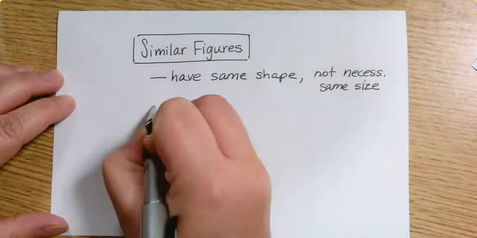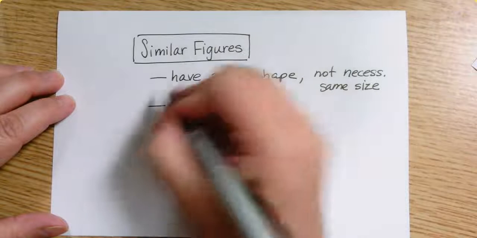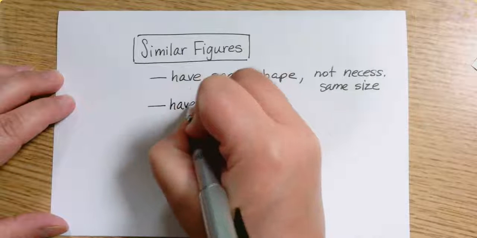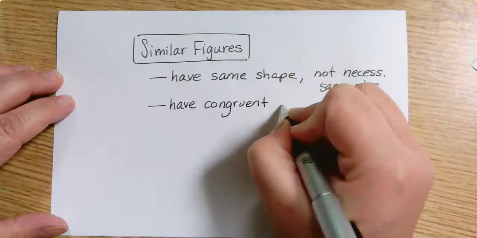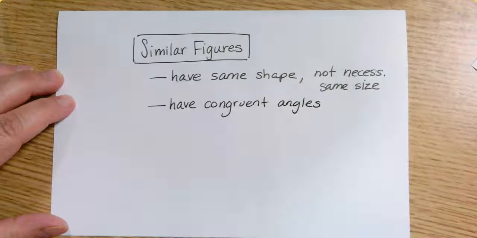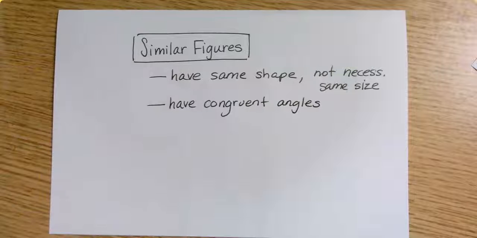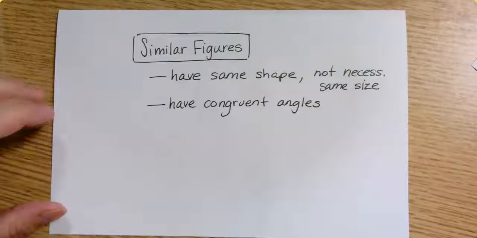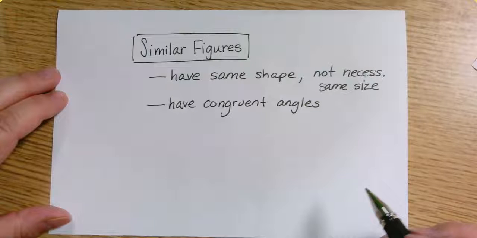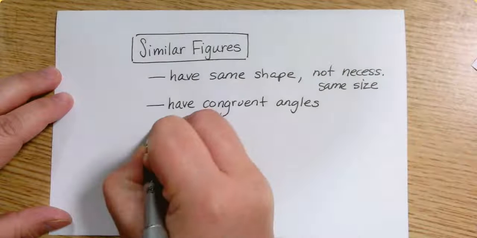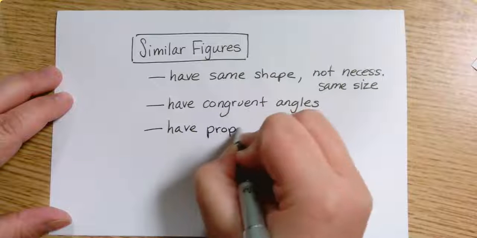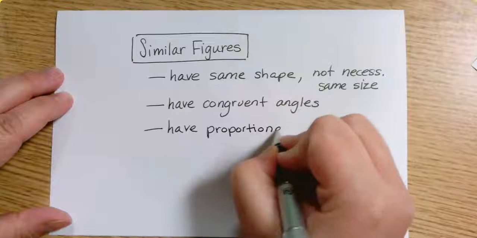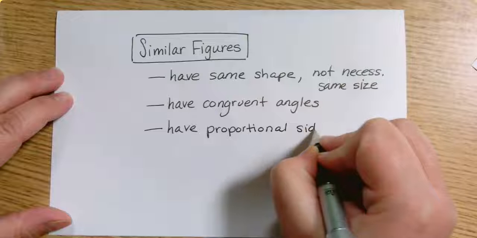Another thing that is always true about similar figures, because they have the same shape, is that they have congruent angles. And by that, I mean all of the angles. I'm not saying all of the angles in one shape are congruent to each other. I'm saying all of the pairs of corresponding angles are congruent to one another. They have proportional, not congruent, but proportional sides. All of the side lengths are proportional.